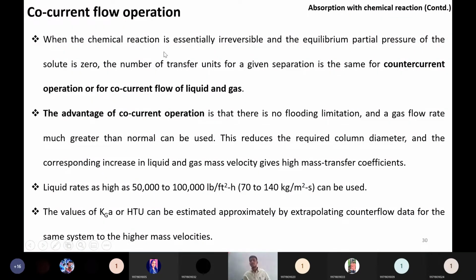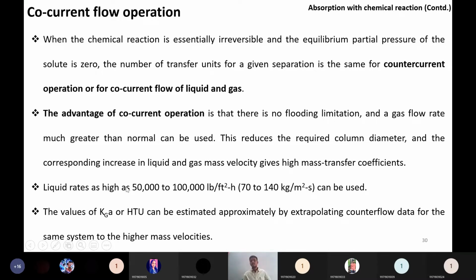So when the chemical reaction is essentially irreversible and the equilibrium partial pressure of the solute is zero, the number of transfer units for a given separation is the same for counter current operation or for co-current flow of the liquid and gas. So the advantage of co-current operation is that there is no flooding limitation, and a gas flow rate much higher than the normal can be used. And this reduces the required column diameter, and the corresponding increase in liquid and gas mass velocity gives a high mass transfer coefficient.